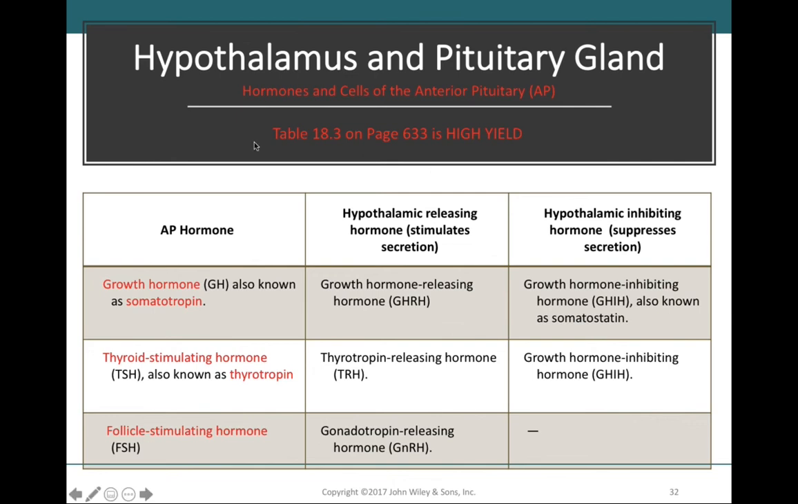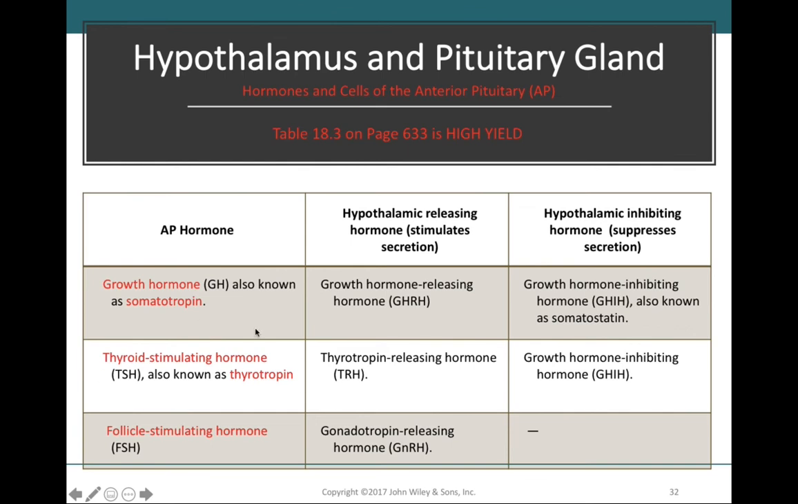So make sure you go and give this table a look. So just to go over these once more, growth hormone, also known as somatotropin, is released in response to growth hormone releasing hormone, also known as somatocrine. And its release is prevented by growth hormone inhibiting hormone, which is, in fact, given the name somatostatin.